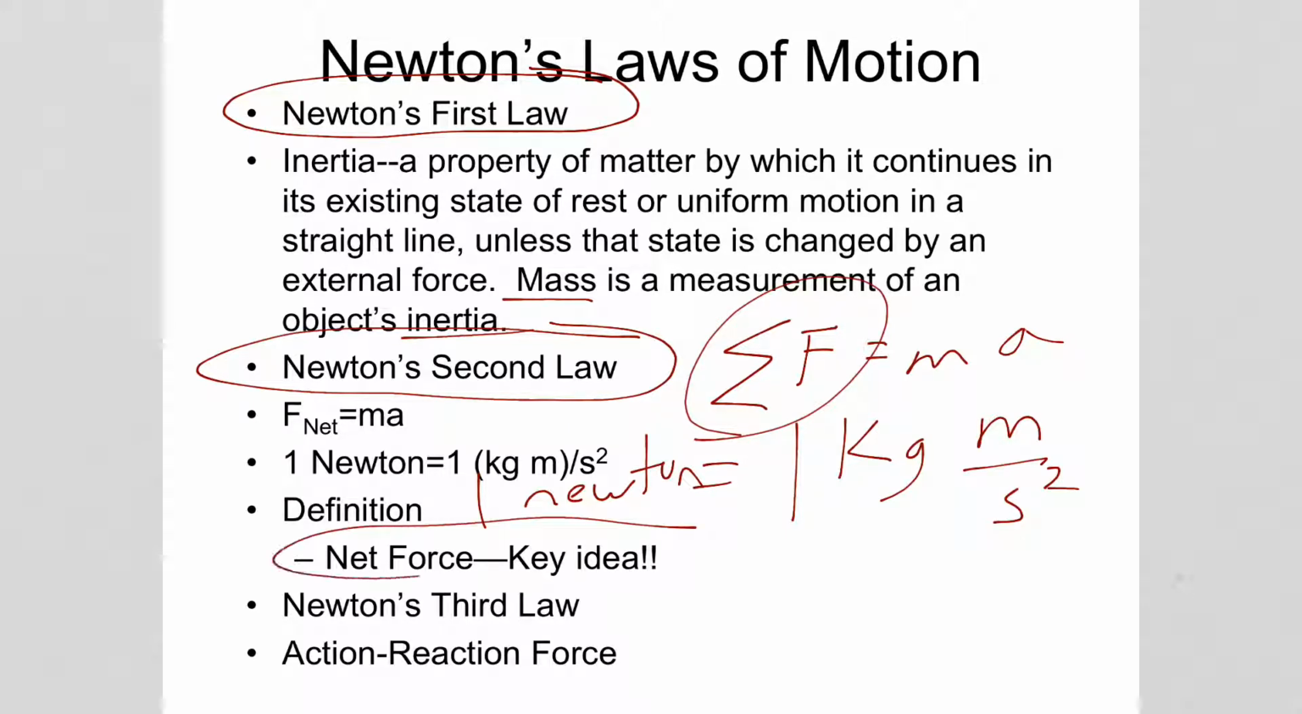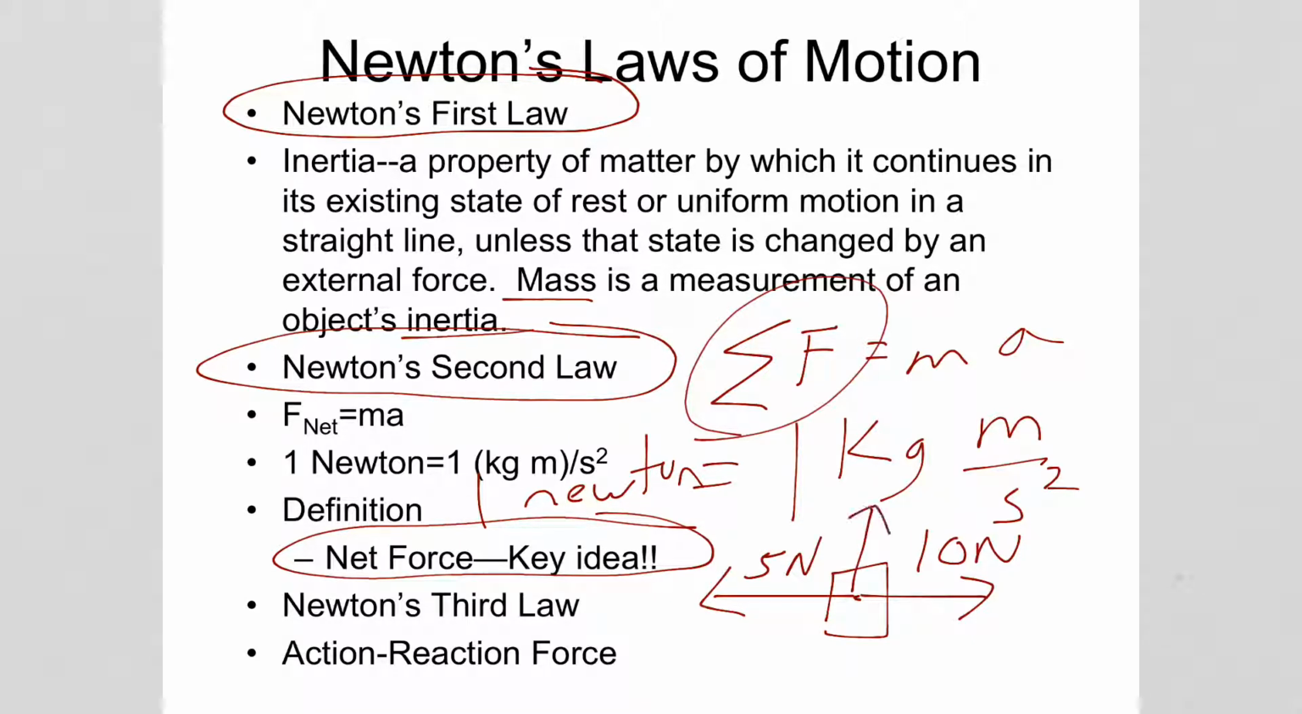The idea of net force is huge. So let's say that you had a box and something was pulling on the box this way to the right with a force of 10 newtons. Something else is pulling on it this way with a force of 5 newtons. Something else is pulling on it this way, force of let's say 2 newtons. Something else is pulling on it this way with a force of 2 newtons.